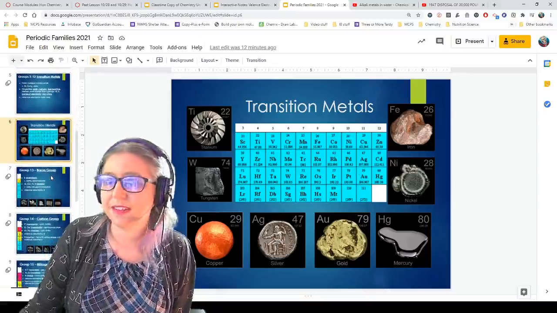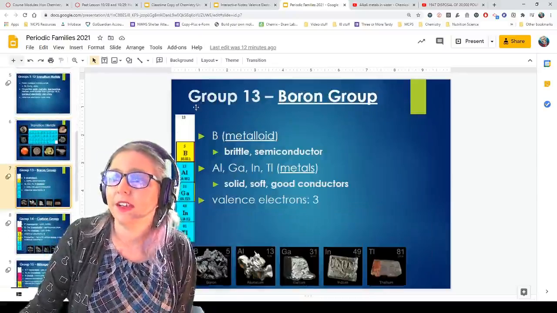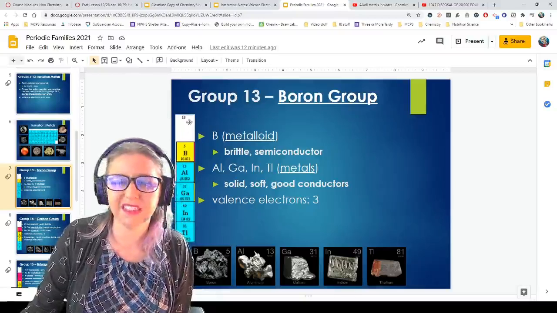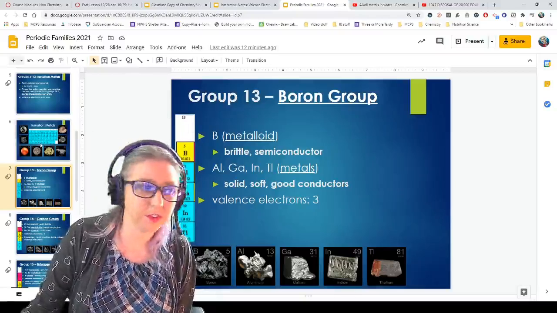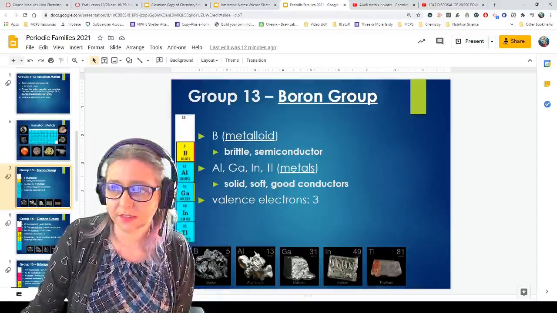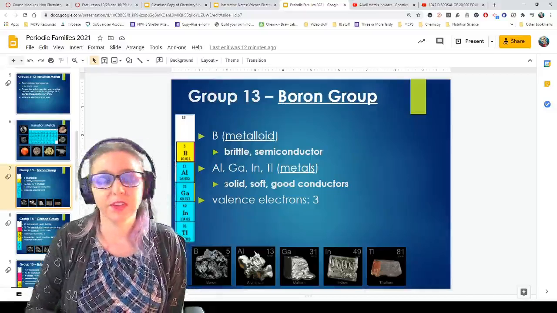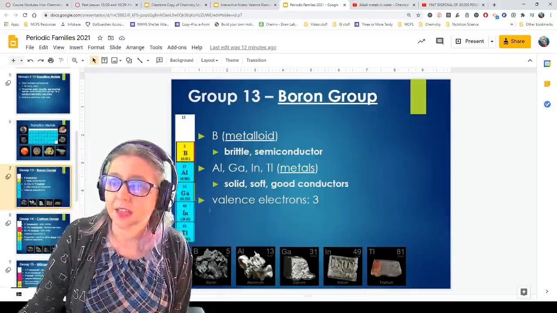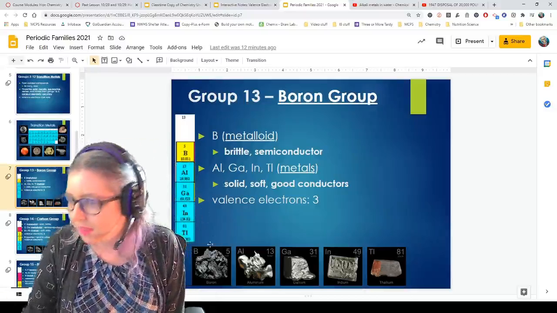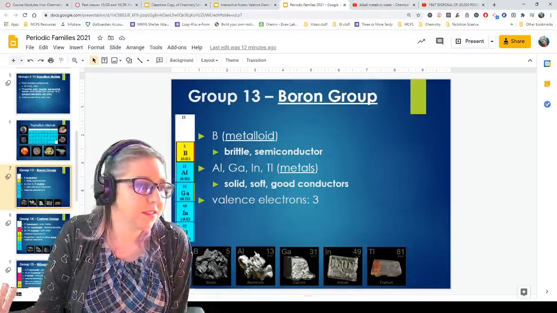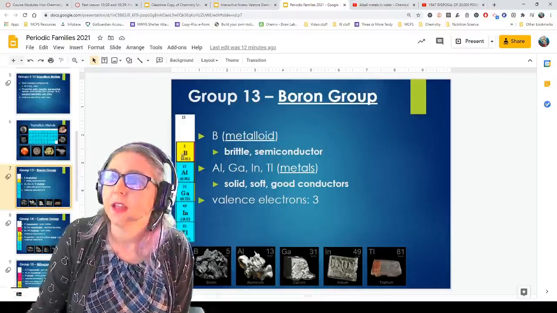Then we get over to the right side. So now some people call it the boron group. This isn't really a family. Transition metals was a family. But here we all have 3 valence electrons. So you can lose 3 or gain 5. So aluminum, gallium, indium, and thallium all want to lose those 3 valence electrons. They're metals. There's nothing that weird about that.